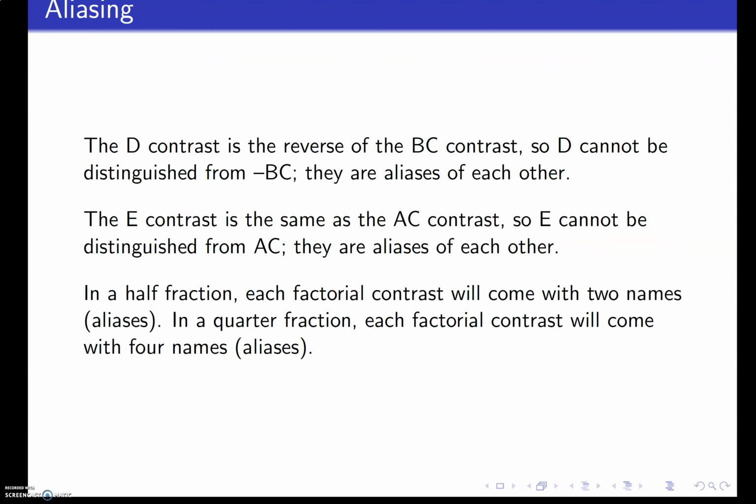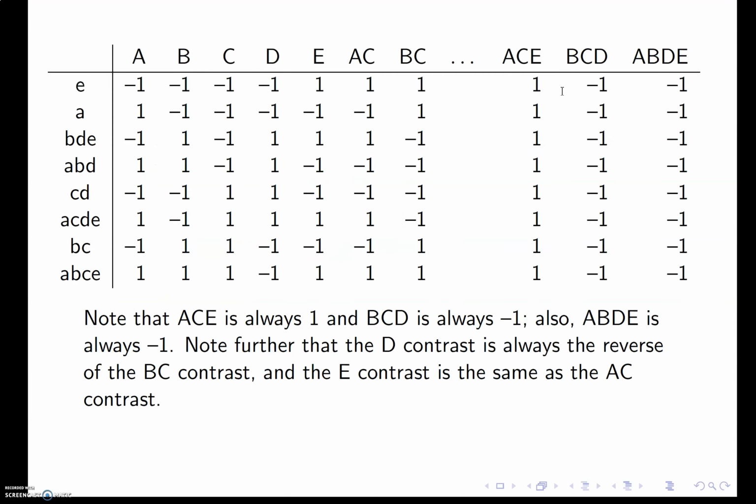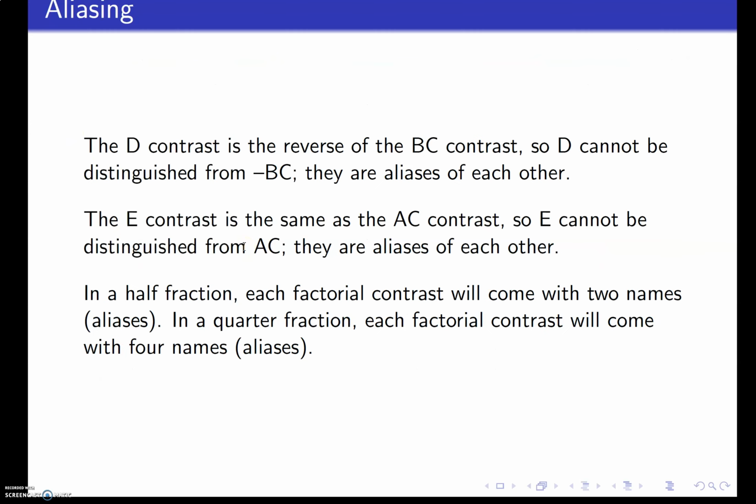Okay, so we have an issue here with the fact that the D contrast is the negative, rather not really reverse, but negative of the BC, if you recall this and that. So D can't really be distinguished from BC or negative BC. They are aliases of each other. Okay, this is what we mean by aliasing in these experimental designs.